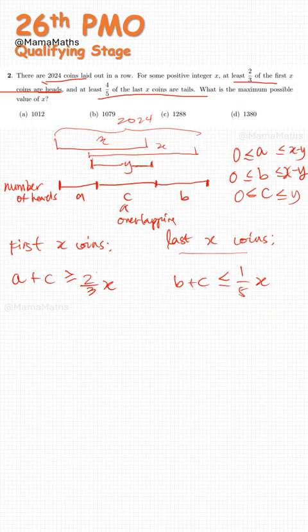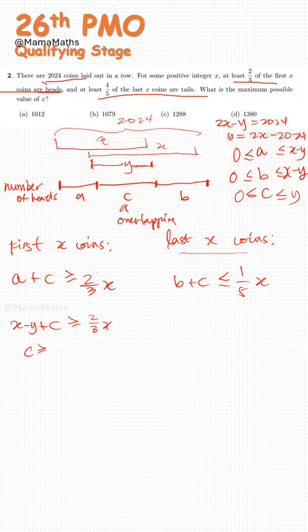So what that would mean here, if you want it to be at least 2/3 x, then we want the maximum of A and C. So let's do the A part so we can connect the C's of both the first x coins and the last x coins. So x minus y plus C is greater than or equal to 2/3 x. Now before we proceed, what is y? Here, we have 2x minus y equals 2024. So y is basically 2x minus 2024. So let's put that in.